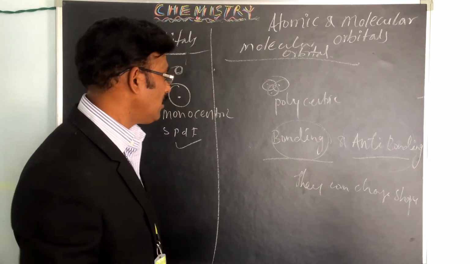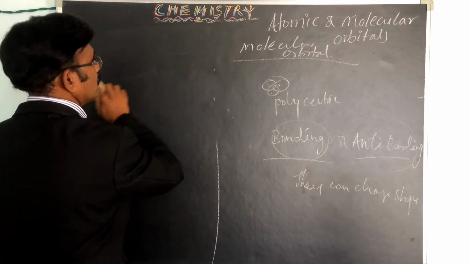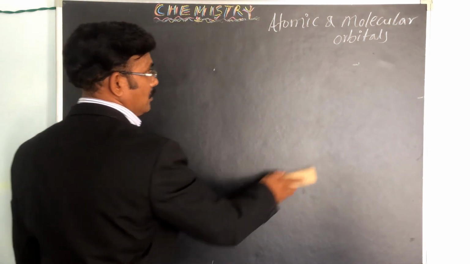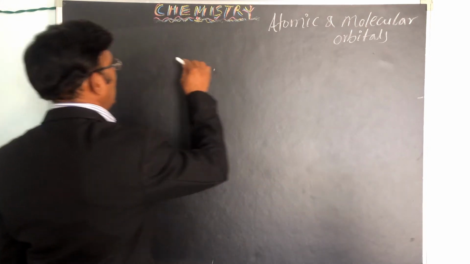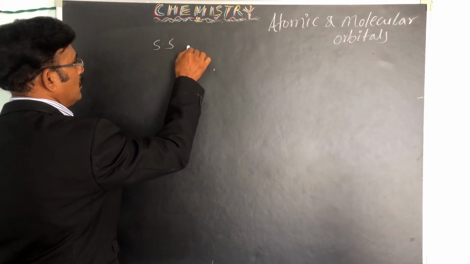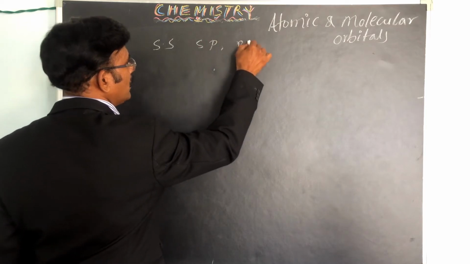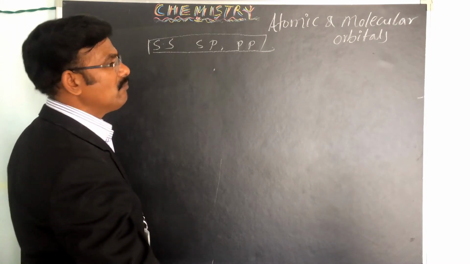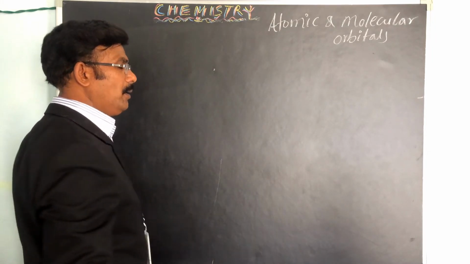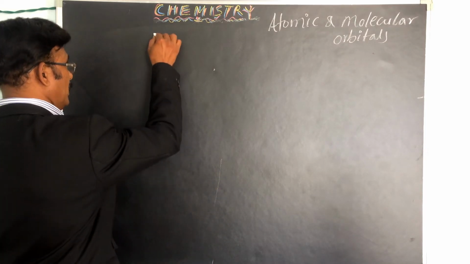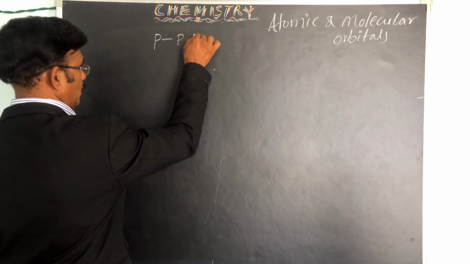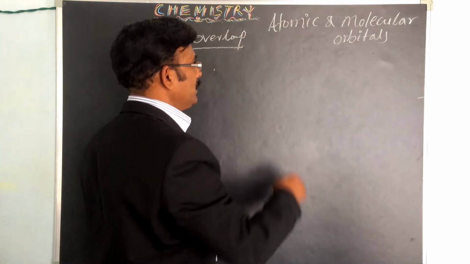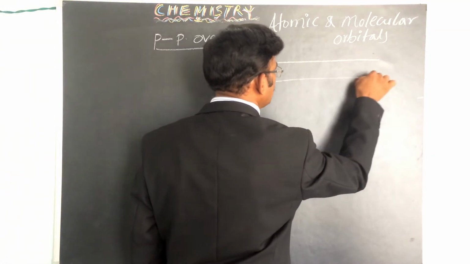We already discussed this in the last class: ss overlap, sp overlap and pp overlap. I already explained these overlaps in the introduction class. Now let's look at the bonding and anti-bonding present in the pp overlap.